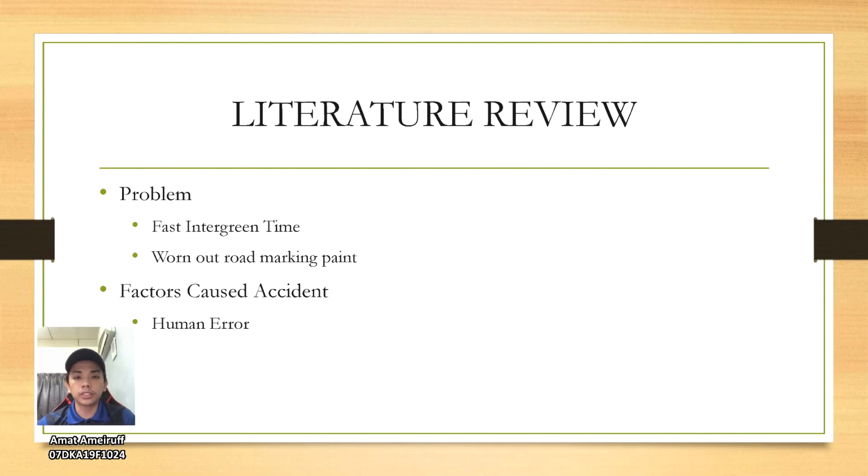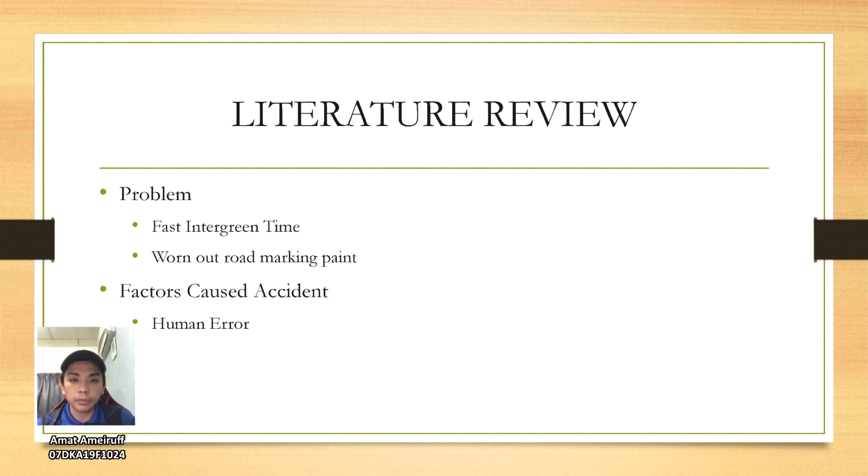So next, I'm gonna talk about literature review. The problems facing at the junction. The problem that always occurs at the junction is the intergreen time of the traffic light is too fast. Verbally, it will cause a nuisance to the driver in a hurry. Therefore, there are some drivers that always ignore the traffic light and keep speeding.